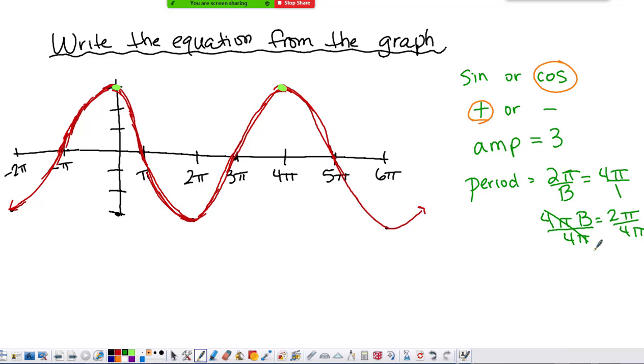4 pi over 4 pi is 1. Well, what happens to our pi's? They cancel, so it should be 1 over 2. Half, right?